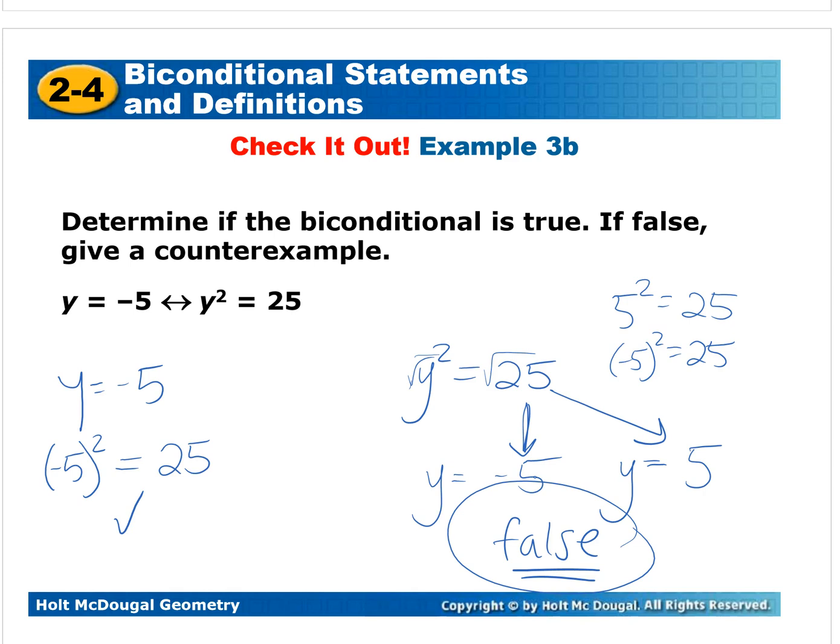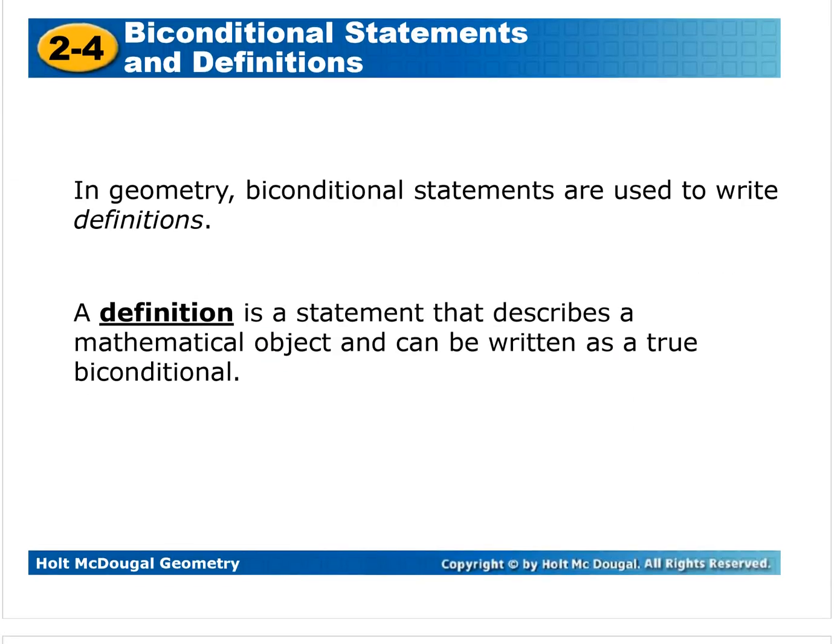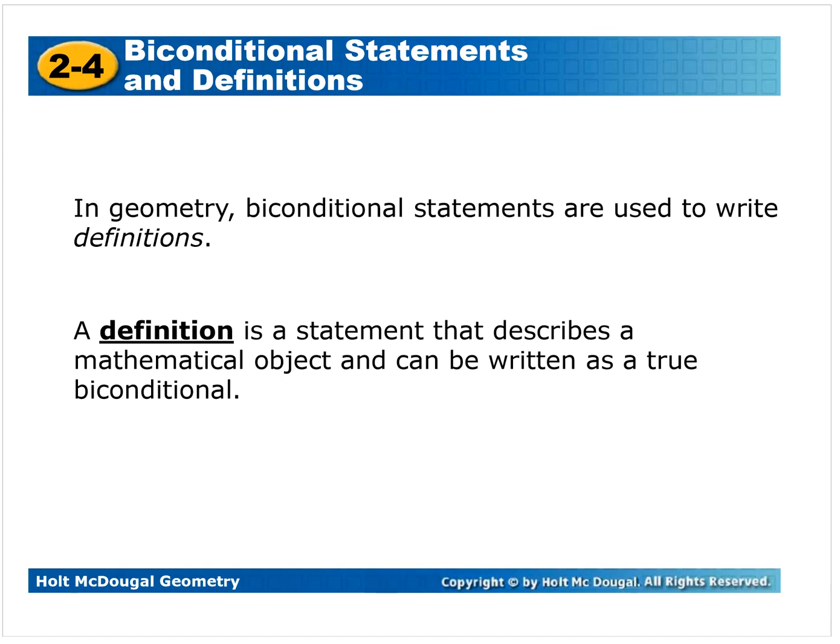Because y could be 5 when y squared equals 25. So in geometry, biconditional statements are used to write definitions. When you think of a word, there's usually only one definition that describes it. If I'm thinking of an animal that roars and has a mane and is a type of large cat, you instantly probably think of a lion. Now that would be a good definition. If I just said a large cat, you could be thinking of a cheetah, you could be thinking of a tiger. That would not be a good definition.